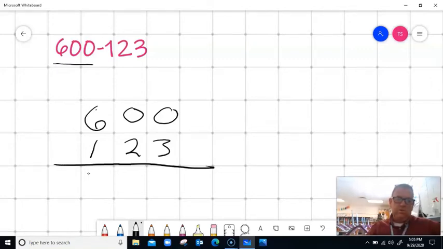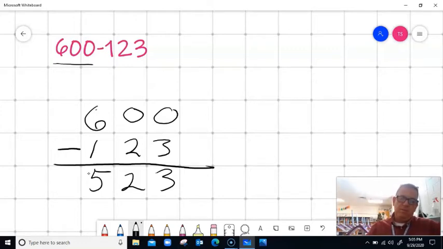So typically this is what I'll see third graders at the beginning of the year do. They come right here and they say, okay, well, I'm going to take 3 from 0. So they say 3 right here. 2 from 0 is 2. And 1 from 6 is 5. And they'll say that 600 minus 123 is 523.